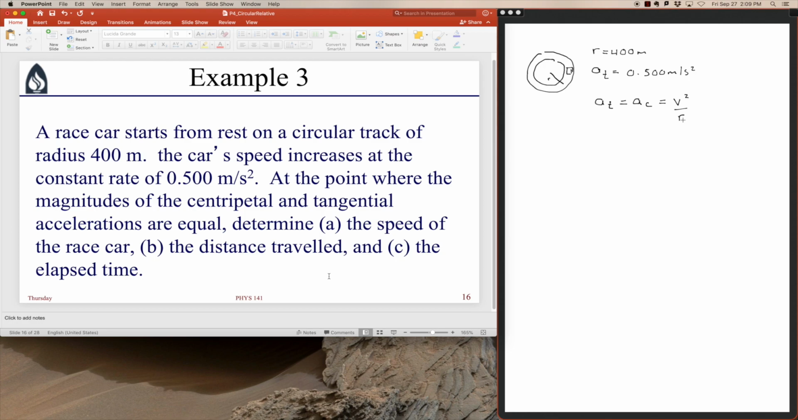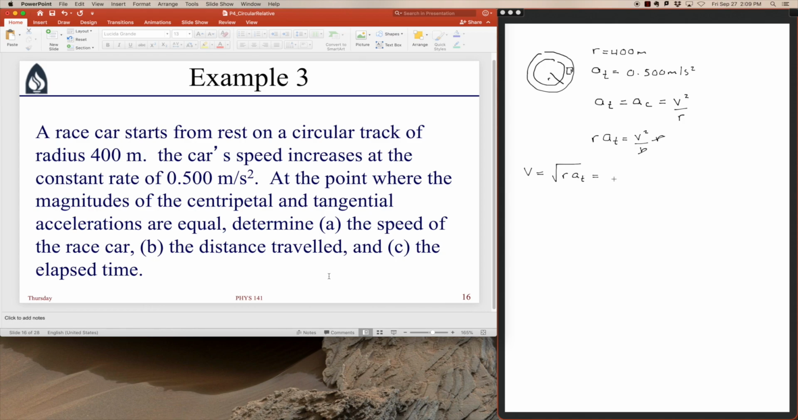So let's see. I know what my r is. I know what the tangential acceleration is. So that means I should be able to find the speed v, which would be the answer to part A of my question. Let me rewrite this. Tangential acceleration is equal to centripetal, which is equal to v squared over r. If I'm solving for v, I can multiply both sides by r, and then take the square root of both sides. So the speed of the car would be the square root of r times the tangential acceleration.